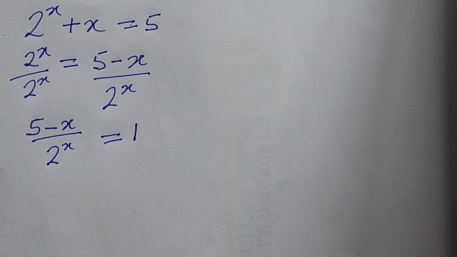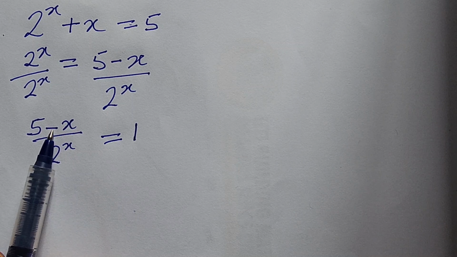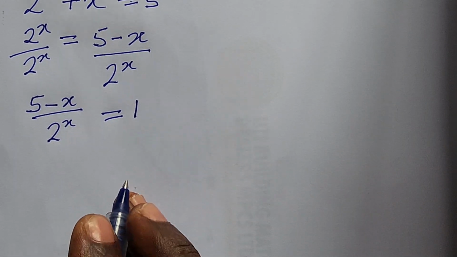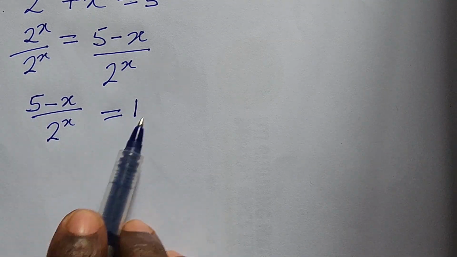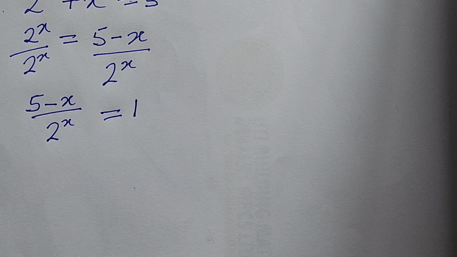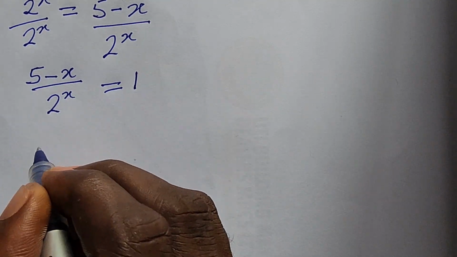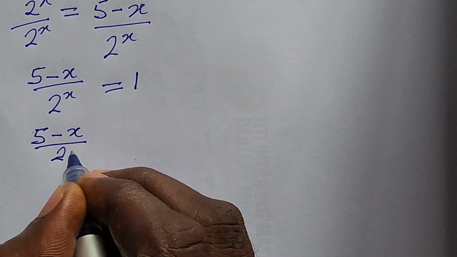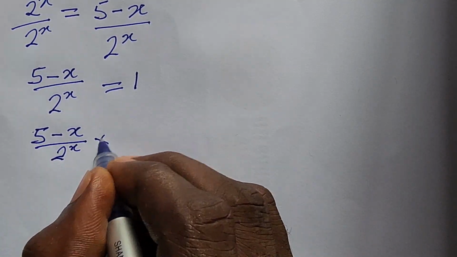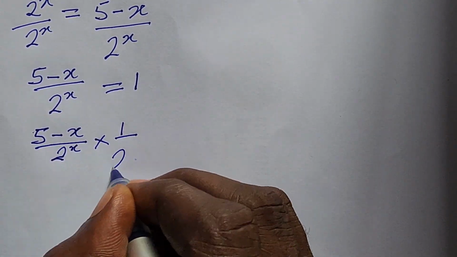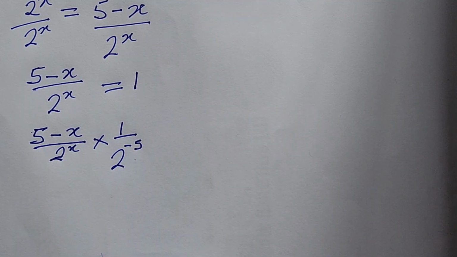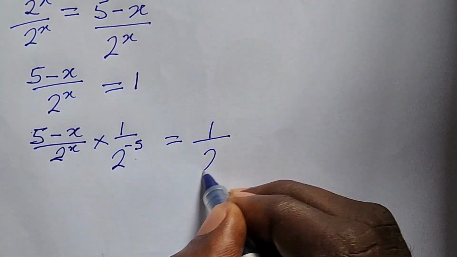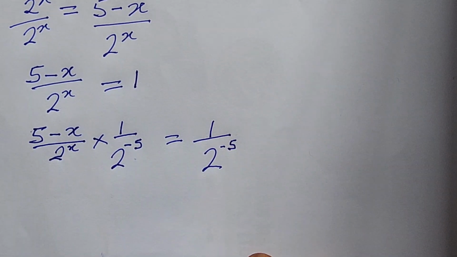From this expression I have here now, because of this numerator, I want to do some crazy manipulation, okay? Look at what I want to do here. I want to multiply both sides of this equation by 1 all over 2 to the power of minus 5. So look at it here now. I'm going to have here 5 minus x all over 2 to the power of x times 1 all over 2 to the power of minus 5. Then I do the same thing here too. So I have here 2 to the power of minus 5.